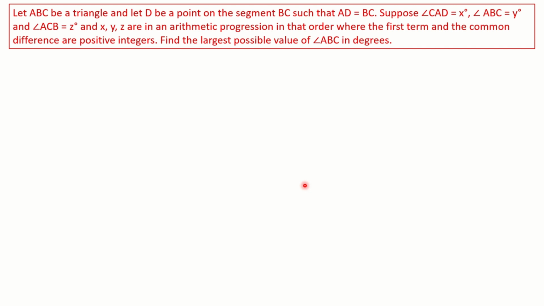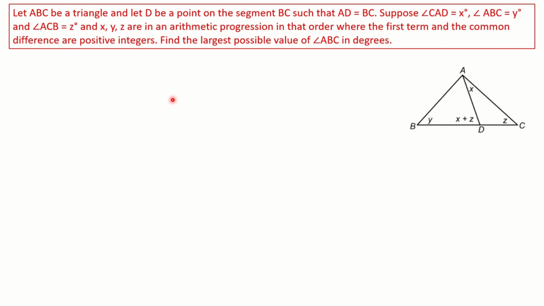Next, let's discuss the problem along with the diagram. ABC is a triangle and let D be any point on BC such that AD equals BC. Suppose that angle CAD is X, this is Y, this is Z. These three angles are given, and it is mentioned that X, Y, Z are in arithmetic progression. Find the largest possible value of angle ABC, that is Y.